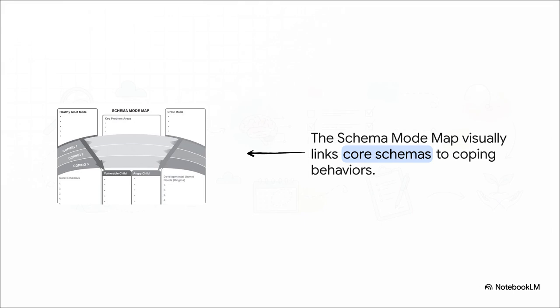Just to give you a concrete example, a tool like the Schema Mode Map visually links a client's early unmet needs directly to their current coping behaviors. By looking at a visual map collaboratively, the whole dynamic shifts. Instead of implicitly asking, "What is wrong with you?" you start exploring together, "Hey, what happened in your life that taught you to cope in this specific way?" It's a real game changer.